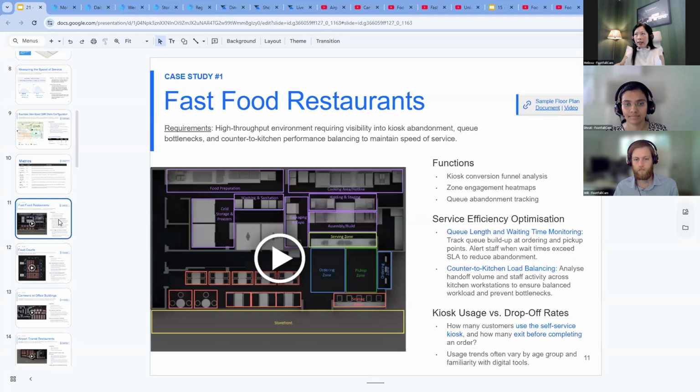Now let us look at a few scenario case studies. Fast food restaurants are a high throughput environment with different functional zones. To help visualize this, we use different colored zones. For example, the yellow shows the storefront, the green and blue show the ordering and serving zone and pickup zone, the salmon color shows the seating area, and the purple color shows the kitchen area. So let's have a look at some of this.